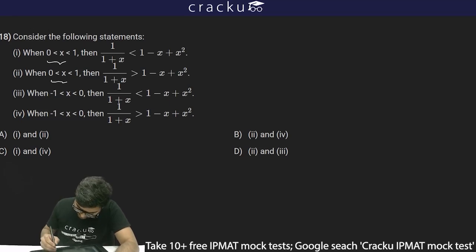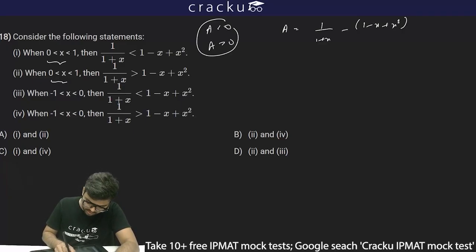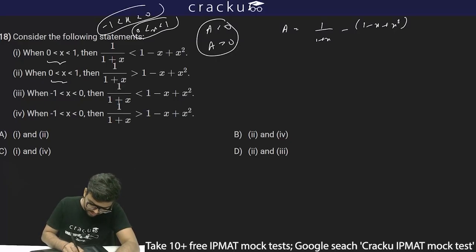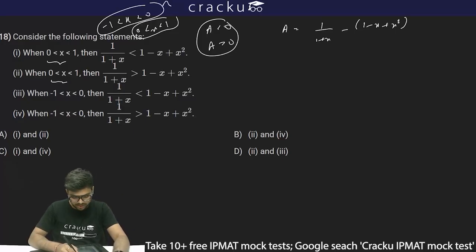So basically what we have to do is check the difference between the two. Let's say I write a is equal to 1 upon 1 plus x minus 1 minus x plus x square. I have to check whether a is less than 0 or a is greater than 0 in the range of x between minus 1 to 0 and x between 0 to 1.